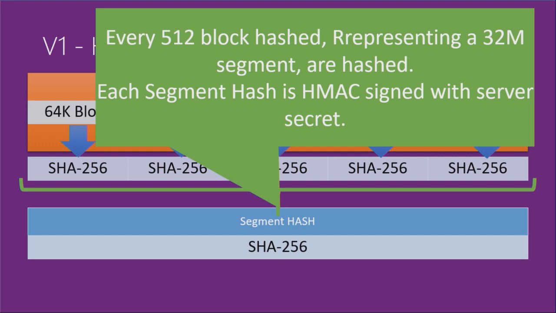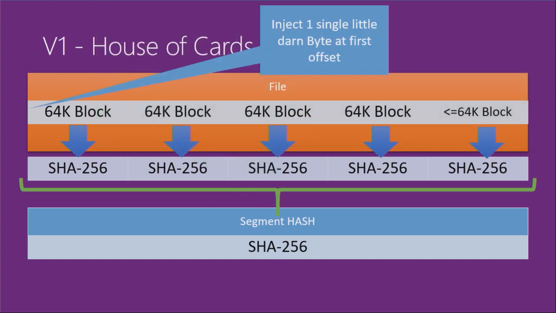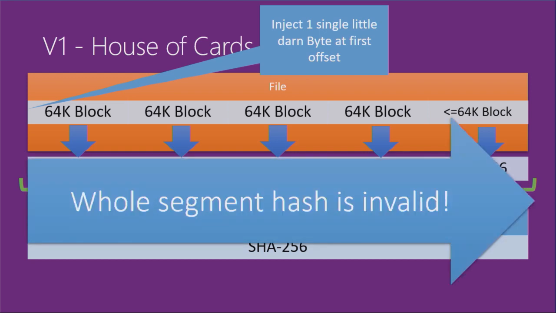But if you then actually did put a single byte in front of it, since it's all hashed on a 32 megabyte block level, wouldn't that break the whole thing? So you make one little byte change in the beginning. Basically the whole hash is invalid and it doesn't match. So that wasn't very good.